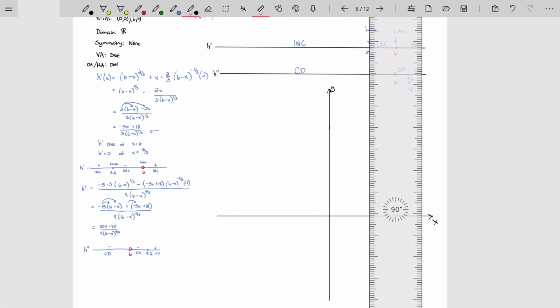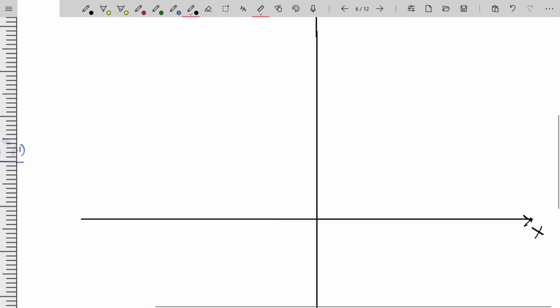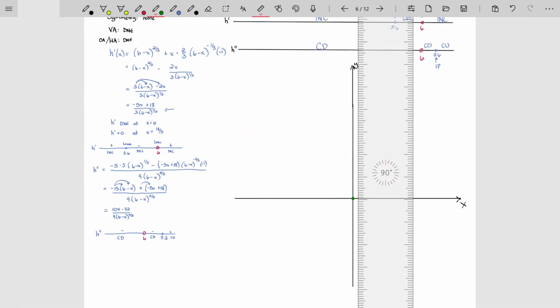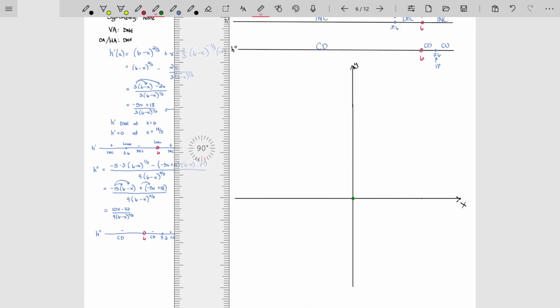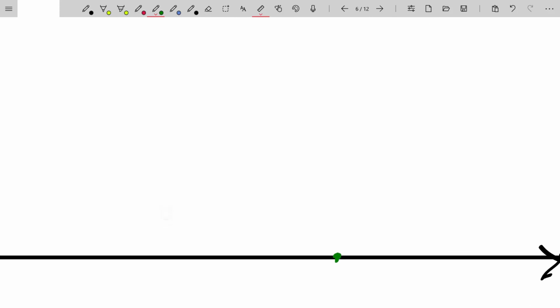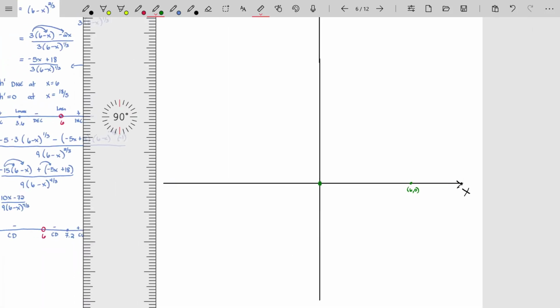All right. Let's go ahead and plot some points. The points are 0, 0, and 6, 0. So 0, 0 in green. That's the easy one to do. And 6, 0. Let me go ahead and take my ruler over there. There's 6. I'm lining them up. Right there. 6, 0. And what else do we have going on here?